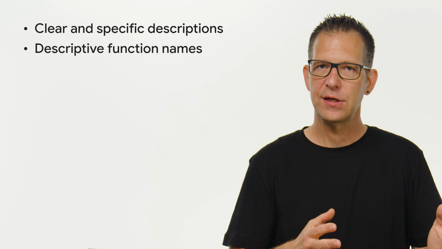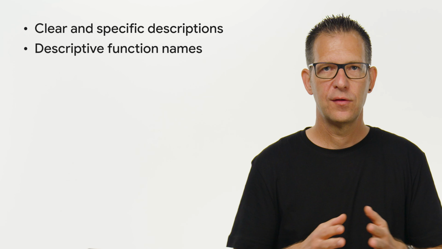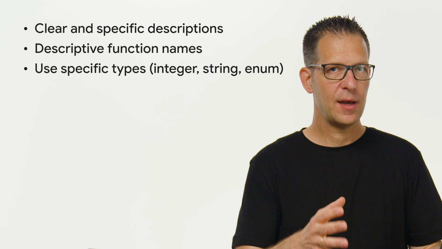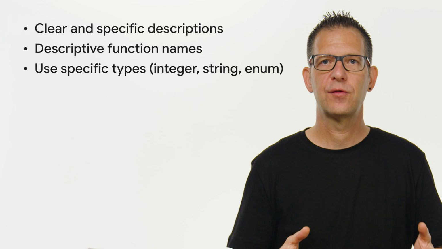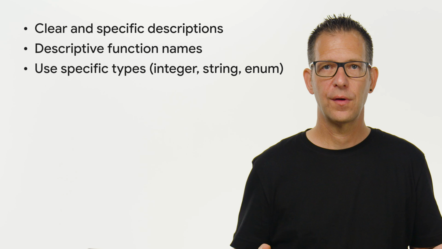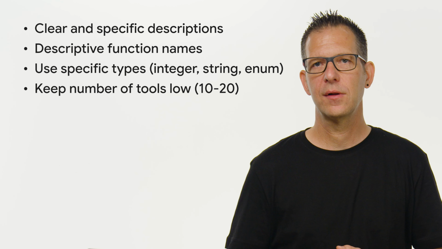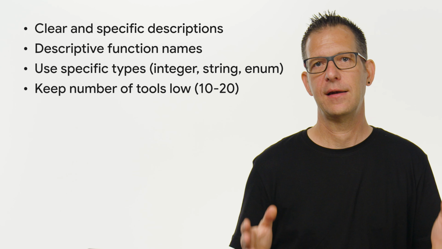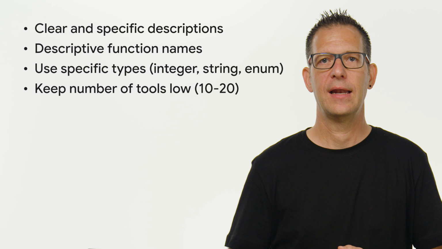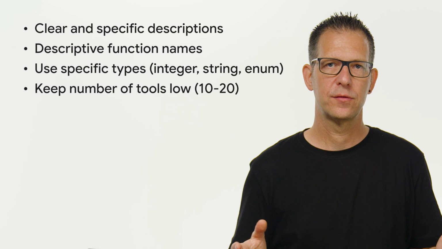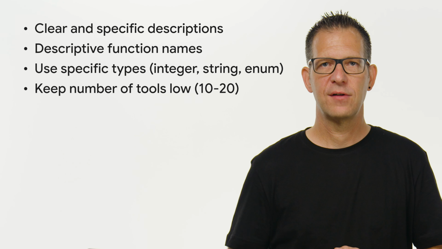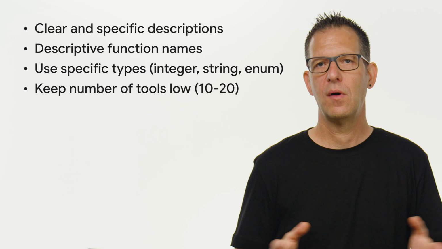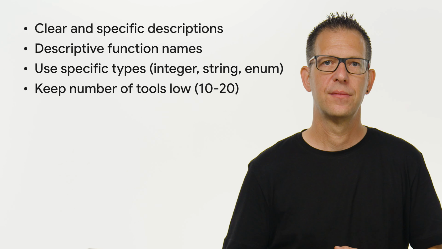Use descriptive function names. No spaces, no periods or dashes. Use specific types for parameters. This helps to reduce errors. Also, keep in mind that while the model can use an arbitrary number of tools, providing too many can increase the risk of selecting an incorrect or suboptimal tool. Choose only the relevant tools and keep the active set of tools to a maximum of 10 to 20.